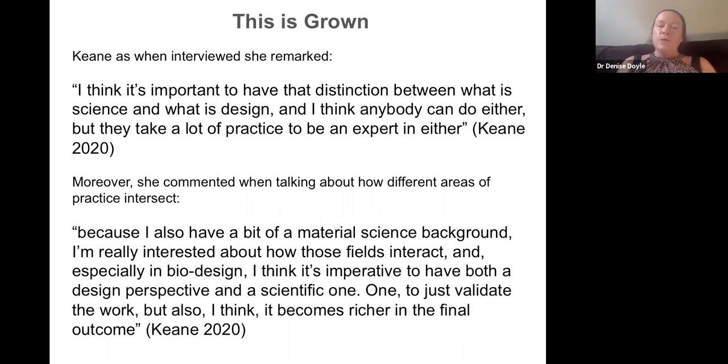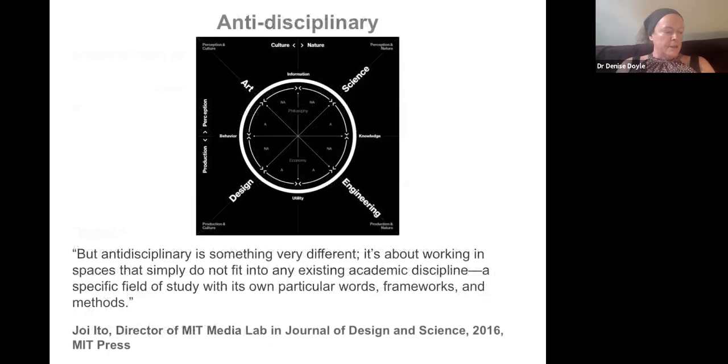So Keane says, I think it's important to have that distinction between what is science and what is design. And I think anybody can do either, but they take a lot of practice to be an expert in either two. And again, perhaps Jen is quite akin to Marty Roel, and is kind of much more of a hybrid researcher. And talking about how different areas of practice intersect, as you can read in this second quote, working at the intersection between the design and science in biodesign becomes a richer proposition for her research.